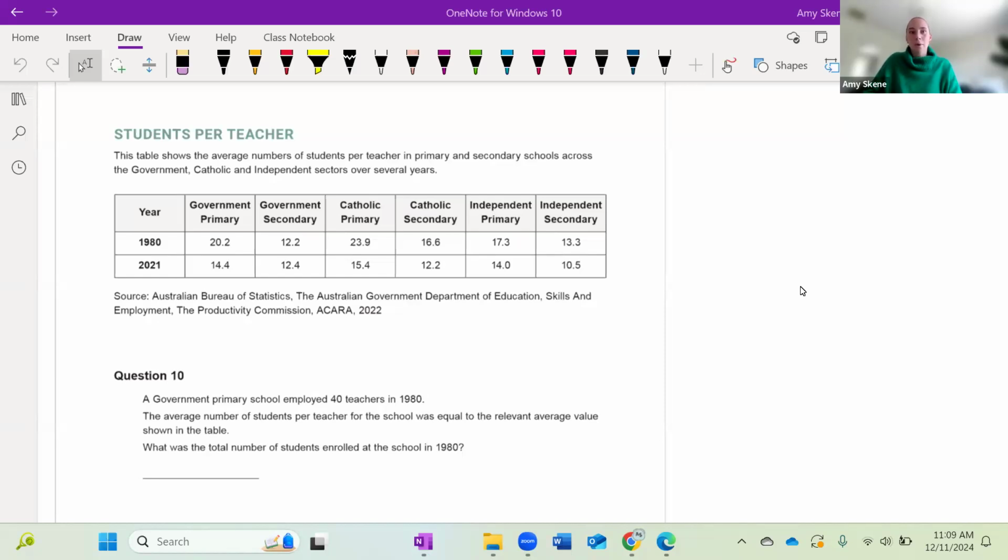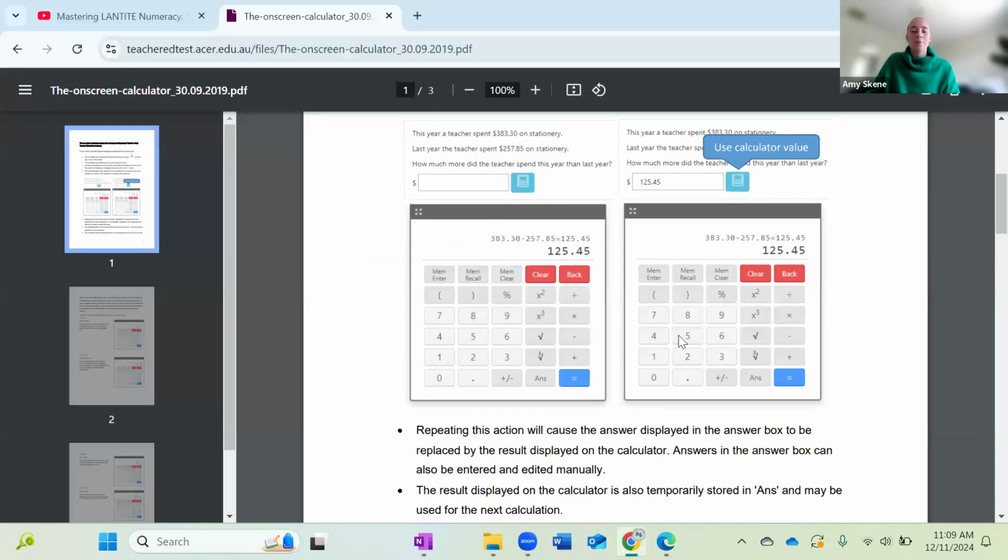Just to remind you that we are still on the calculator active section, and you are able to use a calculator that looks like this on the actual day. However, just for today, I'll be using this physical calculator, but I'll explain everything on screen wherever we see fit.